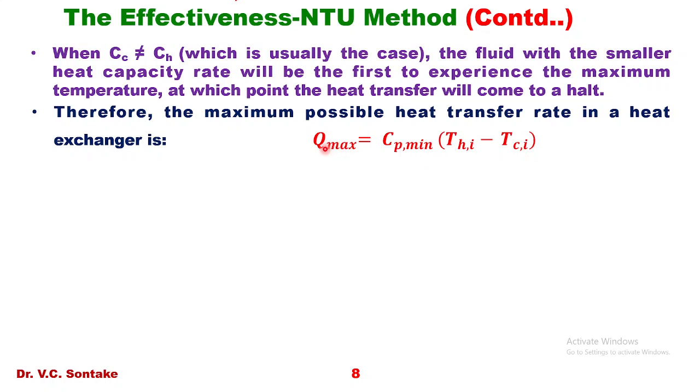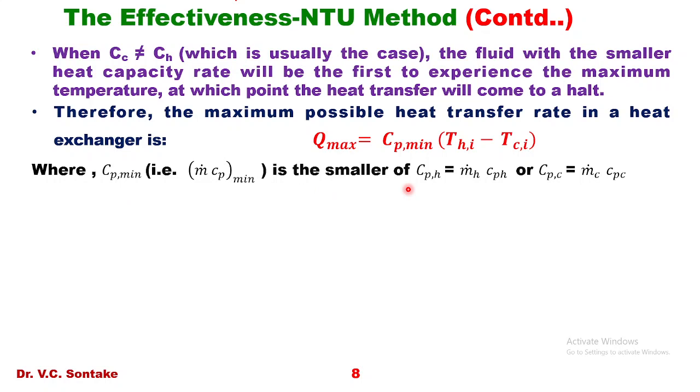Similarly, the concept of maximum heat transfer rate. The maximum possible rate is limited by the heat capacity rate of the fluid having minimum heat capacity rate. Hot fluid can give maximum heat, but if cold fluid can receive only some portion of that heat transfer, so maximum possible rate will be equal to the minimum heat capacity rate of the fluid into maximum possible temperature difference available. In this case, Cp minimum is the smaller of Cph and Cpc. After finding out the product of m dot Cp, whichever value is lower, that will be the Cp minimum value.